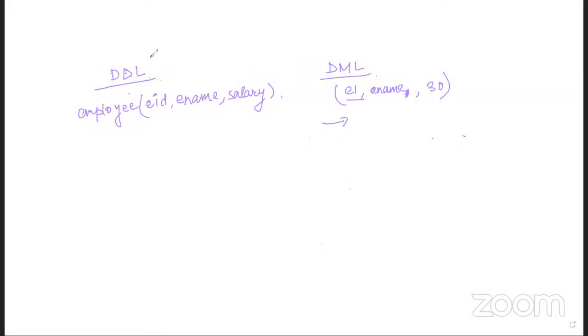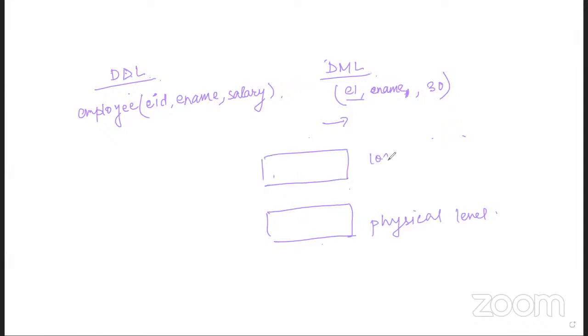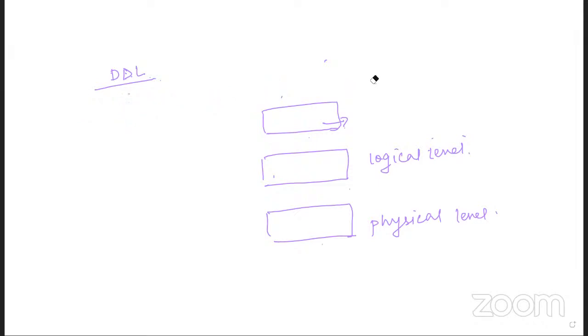So always, it is the immediate level above it. Everything depends on the physical level, right? Whatever changes you make in the physical level should not affect the upper level. Above the physical level exists the data abstraction, that is the logical level, and above that exists the user level, the view level.